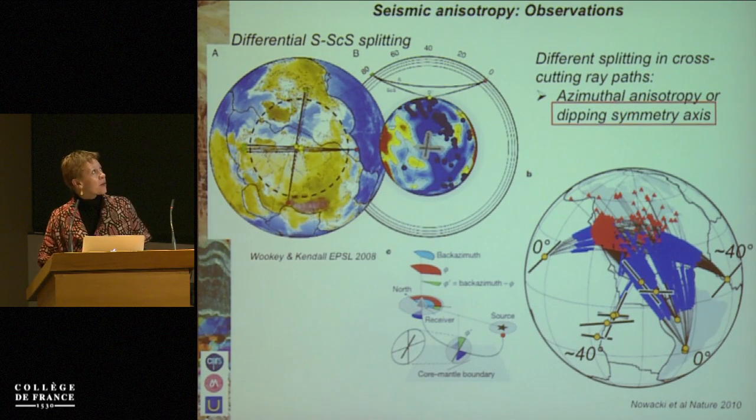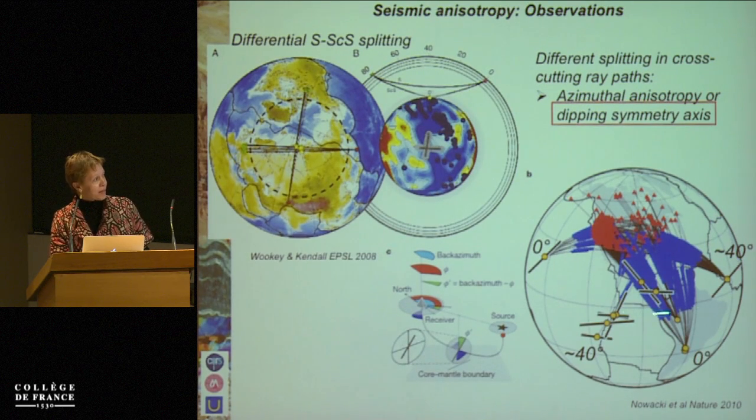Something that came after this map is that we started to have, in some places, observations from more than one ray direction, so from cross-cutting paths. And what they saw when they started to do this kind of observation is that the anisotropy you are seeing with the different azimuths of propagation was not the same.